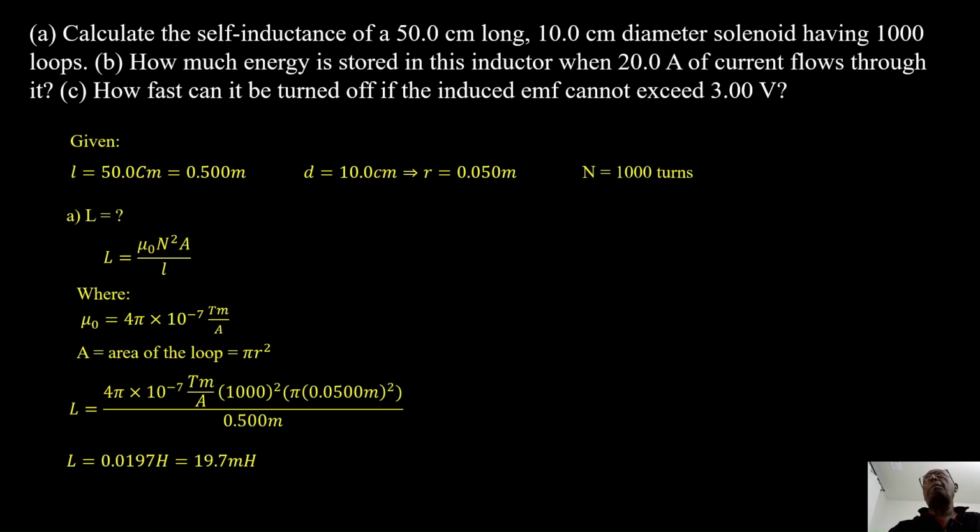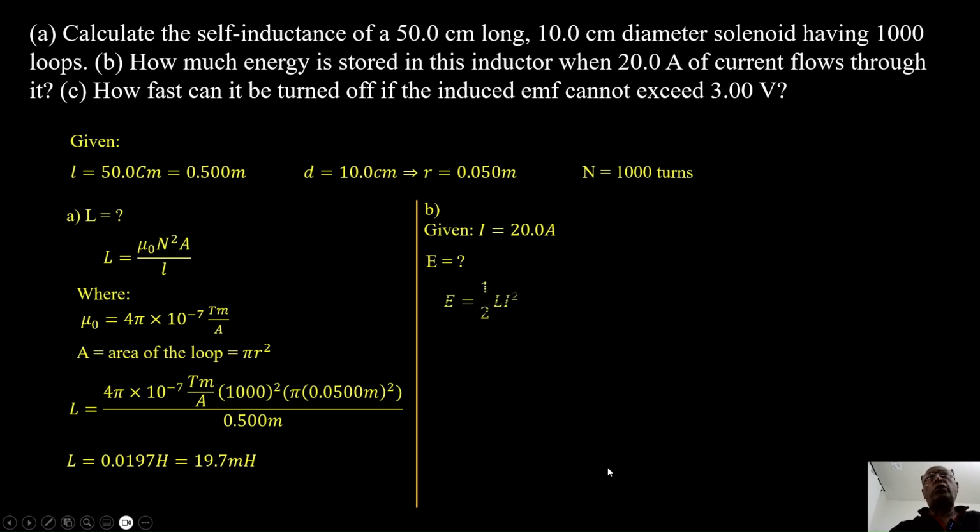Now B, how much energy is stored in this inductor when 20.0 amp of current flows? So we are given current, and that's equal to 20.0 amp. And what we are asked to find is what the energy is on the solenoid. And we know that energy of a solenoid is equal to 1 over 2 times the inductance multiplied by the current squared.